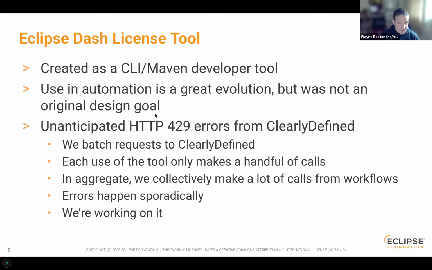So what I think is happening, and again, I haven't been able to independently verify this, is we're seeing these too many request errors because many projects are running many builds that invoke the tool. So again, we see them periodically, and I think it's during the periods of the day when development is most active, as far as I can tell. Anyway, in the aggregate, collectively, we're making a lot of calls. So we're investigating it.